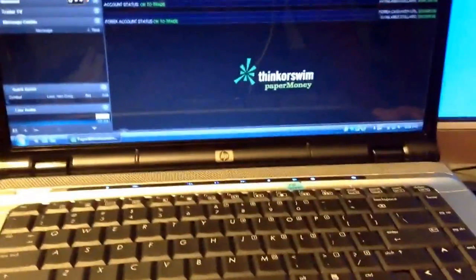Thinkorswim has a lot of interesting usages. I can see my account statement, my activities and positions, which are what I've done, my activity on my account, and what I have bought. So I've bought Euro Dollar Options, Home Depot, Maxwell Technologies, and the short of the QQQ, which is the NASDAQ ETF.